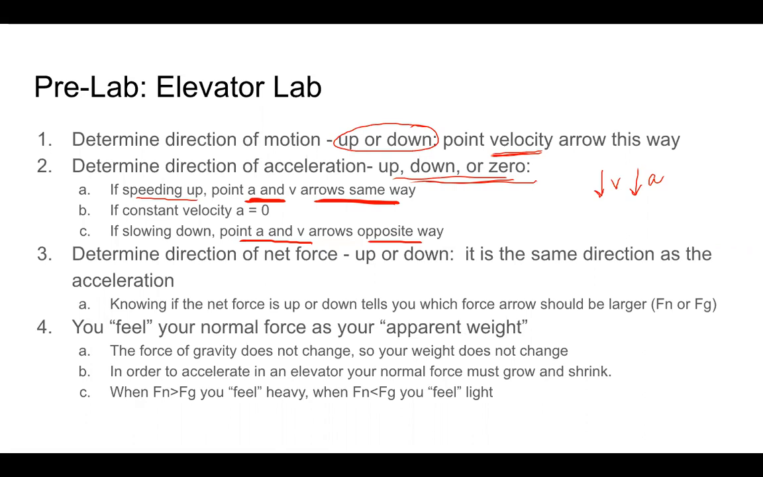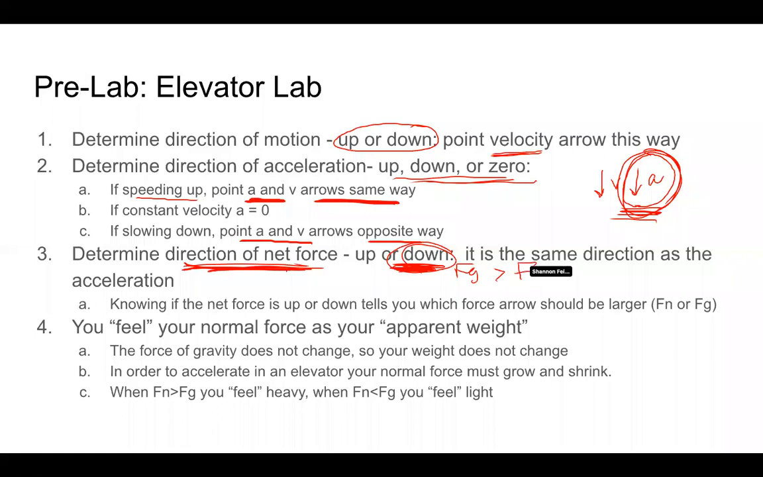Use your acceleration arrow to determine the direction of your net force. A downward acceleration is produced by a downward net force. And so you now know that your force diagram needs to be unbalanced in that downward direction, meaning that your force of gravity would have to be bigger than your normal force to make that happen.